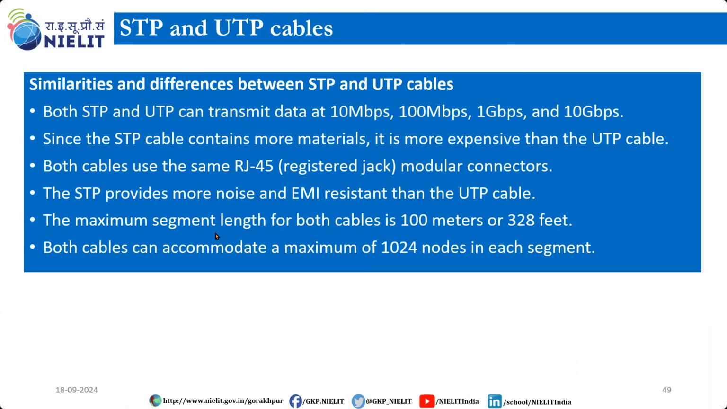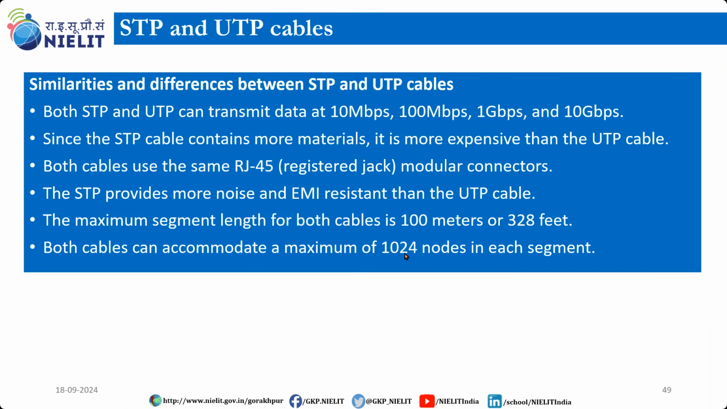Maximum segment length for both types of cable is 100 meters. So this is the limitation of UTP and STP cable. Up to 100 meters, you can transmit the data. Beyond 100 meters, you have to connect a repeater device. So you have to use an Ethernet repeater to extend the length from 100 meters to 200 meters, 300 meters by connecting repeater devices.